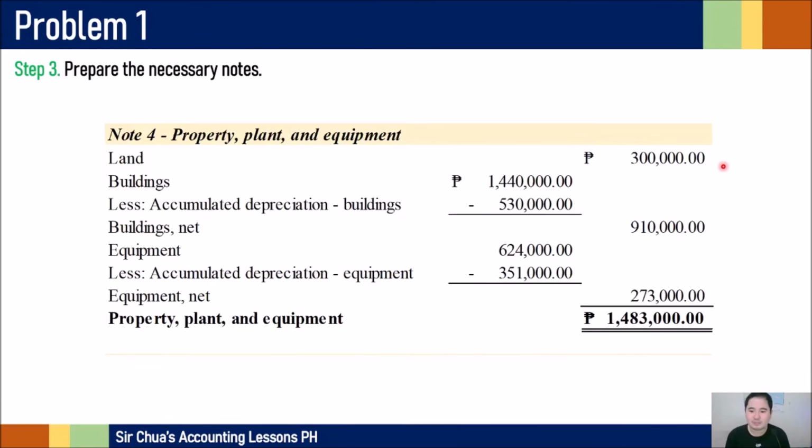For property, plant, and equipment naman po, sir, bakit yung land natin 300,000 na lang? Ayan, ito ang pag-usapan natin. If you would remember kanina, yung land daw po natin ay amounted at 1,300,000. Pero meron po doon, parang kabibili lang nila, di ba? Worth 1 million, pero undetermined future use.